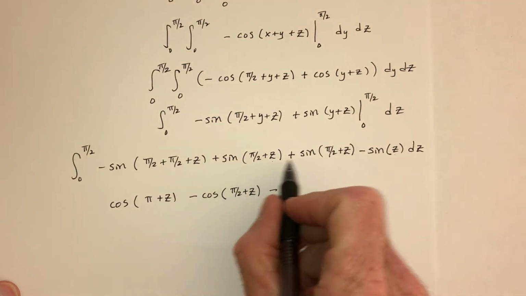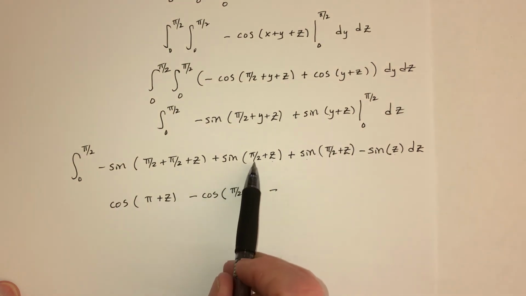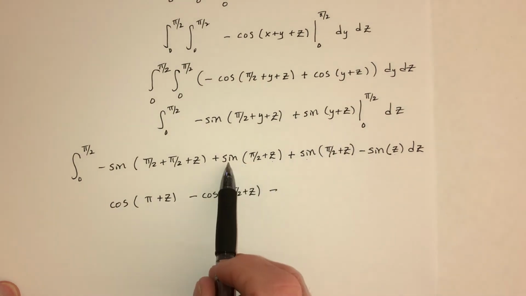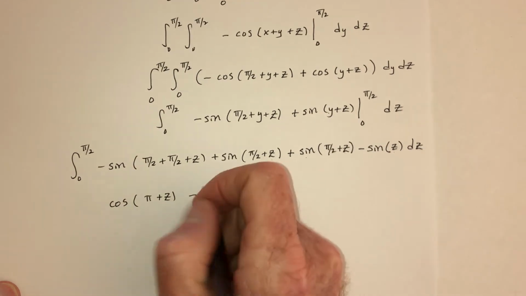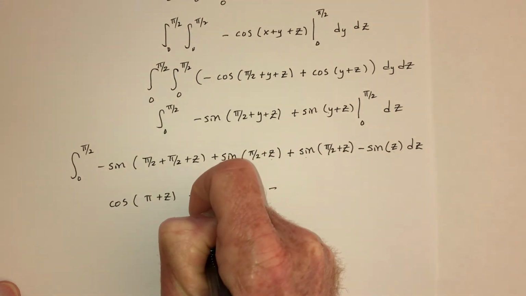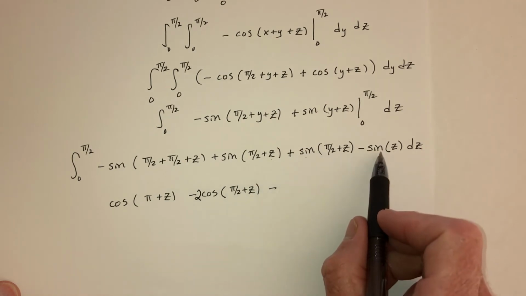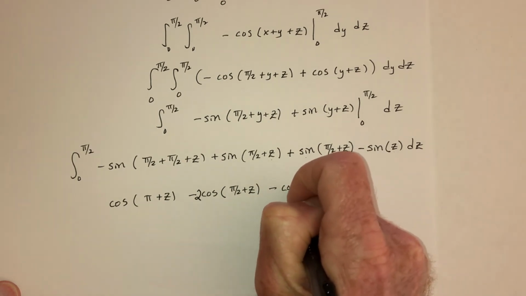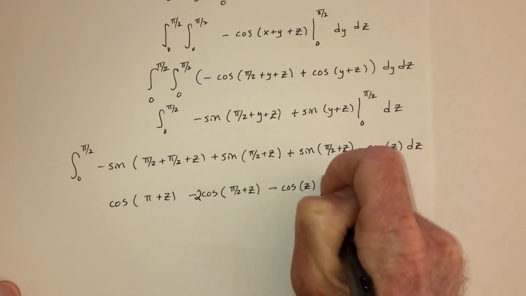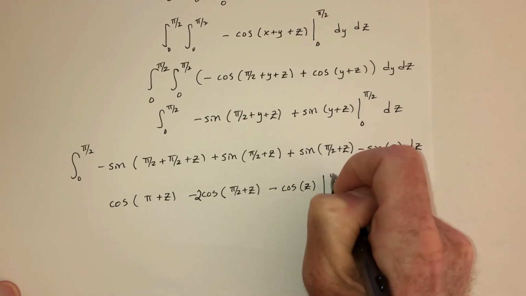Oh, I guess I could have just combined those, couldn't I? Because it says the same thing. So it's the same thing showing up twice. So actually I have 2 of these. So that takes care of those. And then for this one, that's going to be cosine of z. And then evaluate that from 0 to pi over 2.